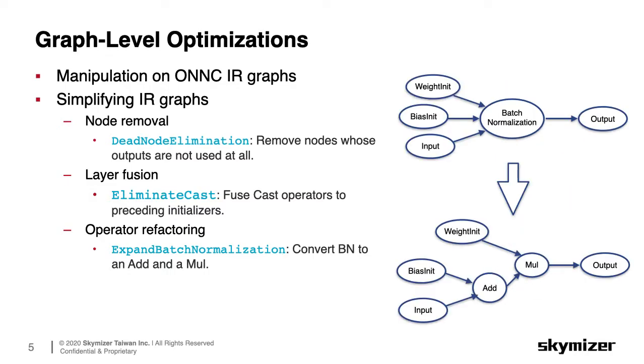To simplify the logic of later implementation, we might sometimes refactor certain operators. For example, batch normalization is actually equivalent to an addition with a constant followed by a multiplication with a constant. So in ONIC, we just convert any appearance of batch normalization to an add operator and a multiply operator, so that we can avoid duplicated logic in the code emit stage.